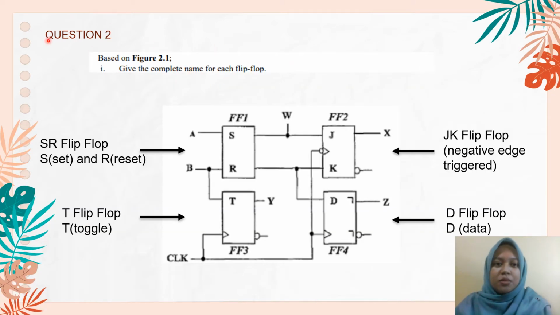Okay, for question 2, based on figure 2.1, give the complete name for each flip-flop. First one, SR flip-flop. S stands for set and R stands for reset. And second one, JK flip-flop, negative edge trigger, for this one at the clock, there is a bubble. And third one is T flip-flop. T stands for toggle, and the last one is D flip-flop. D stands for data.